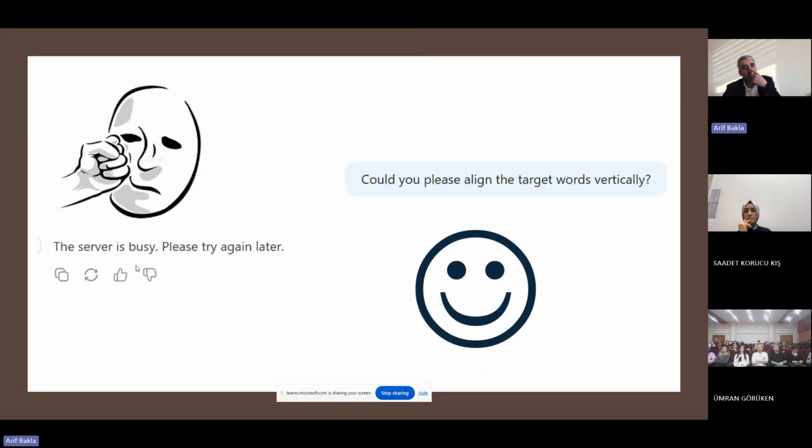Okay, could you please align the target words vertically? I wrote this comment to, it was not ChatGPT, sorry, it was DeepSeek, and the result was "the server is busy. Please try again later." And that was a kind of punch on my head.